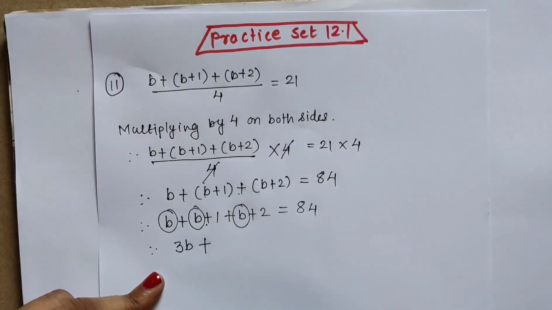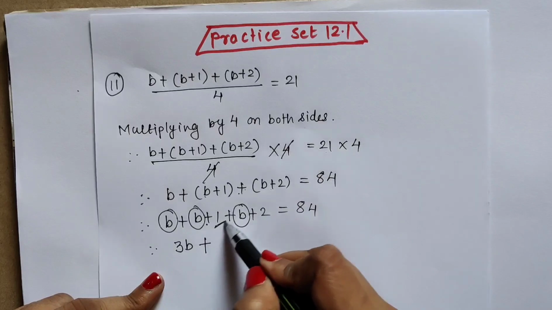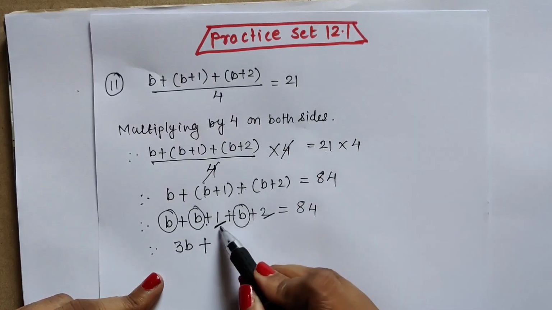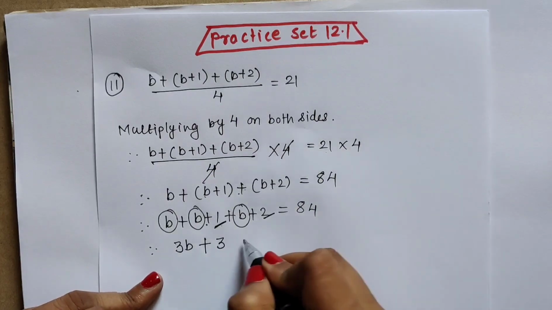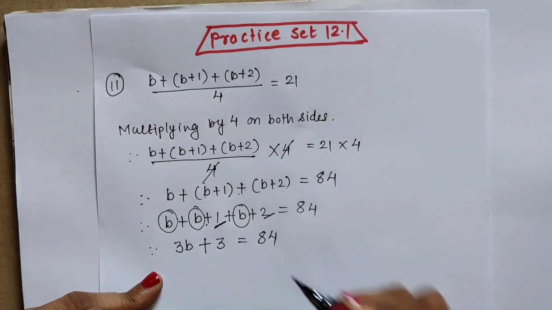Then the plus sign is there. Again put the plus sign. Then 2 constants are there: 1 plus 2. Again this operation we can do. 1 plus 2 is 3, so 3b plus 3 is equal to 84.